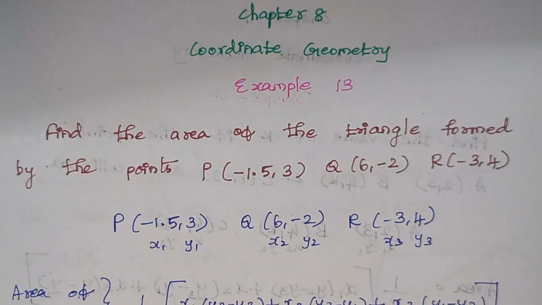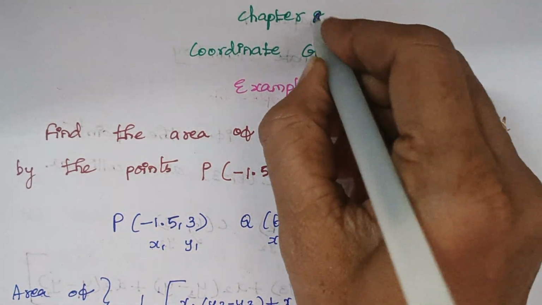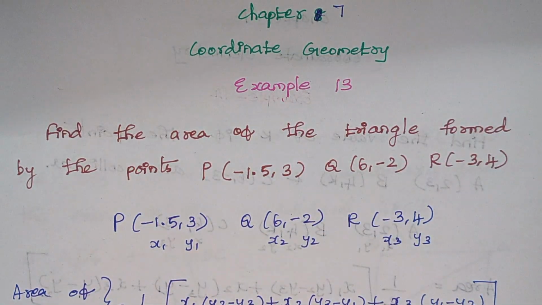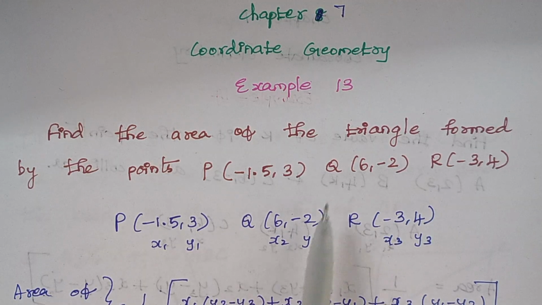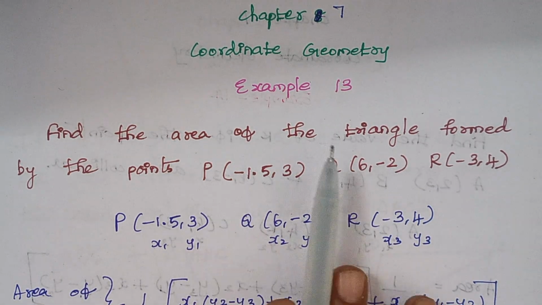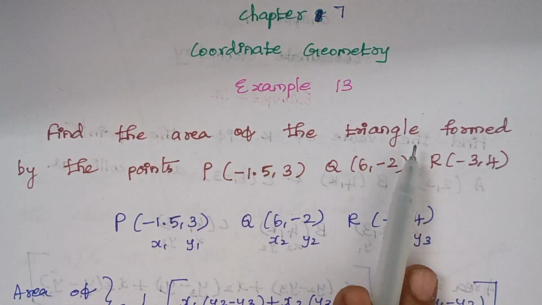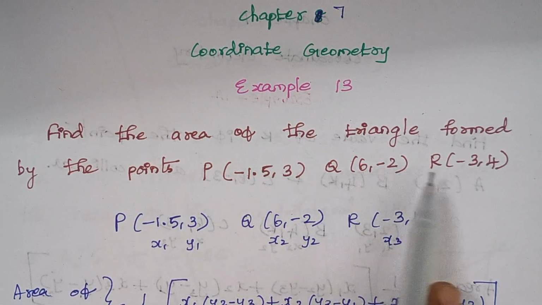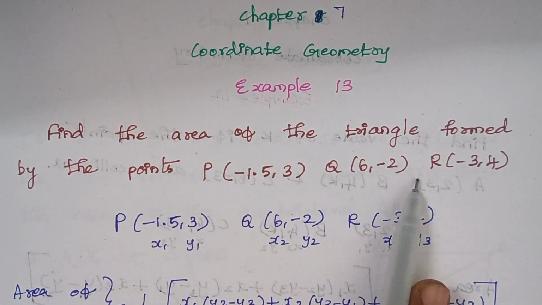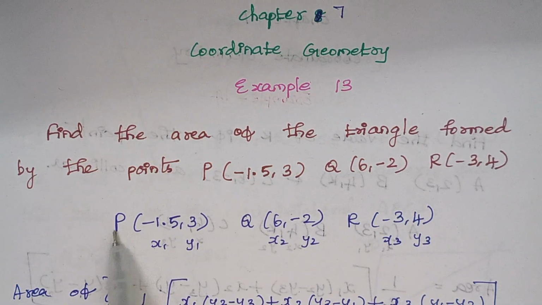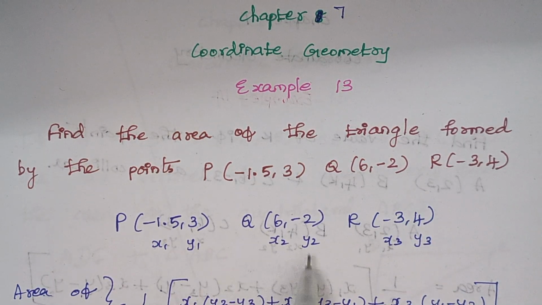Right. Next we proceed with example 13. Sorry, here again it is chapter 7. Example 13. Again the same type of problem, area of the triangle. We have to find the area of the triangle. Here 3 coordinates are given, P, Q and R. Right. Again P gives x1, y1, Q gives x2, y2 and R gives x3, y3.